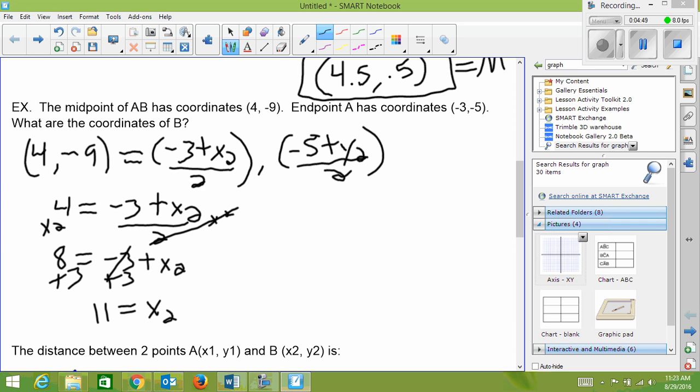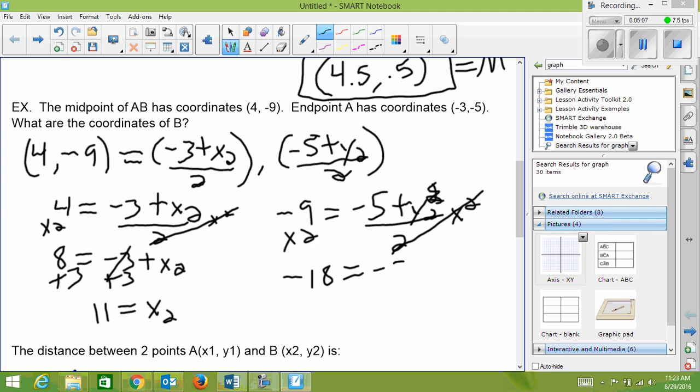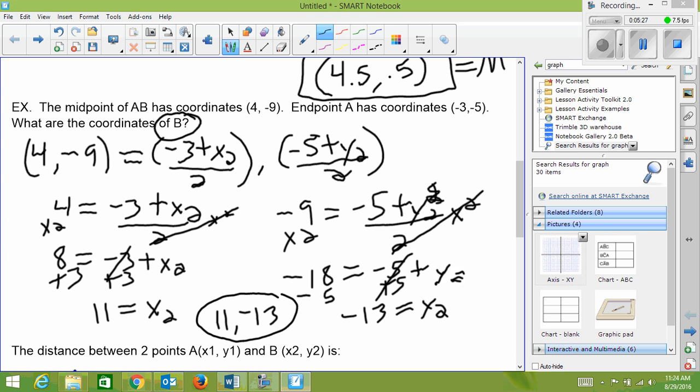I'm going to do the same thing with the y's. So I'll do -9 equals -5 plus whatever my y2 is. It's not supposed to be squared, it's a y2. Divided by 2. Again, get that out of the bottom, multiply by 2. I have -18 equals -5 plus my y2. I'm going to add 5 to get rid of it. Add 5. -13 equals my y2. So my answer for what are the coordinates of B would be 11, -13. Those are the coordinates for B.